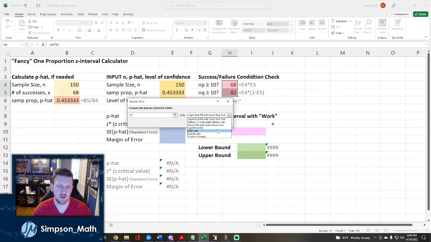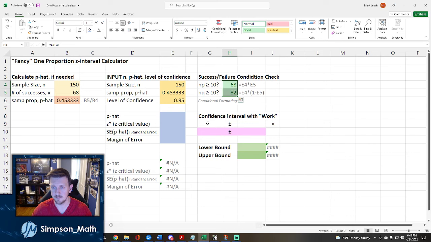If for some reason you want to see if you're colorblind and you need to see the difference between red and green, maybe do the fill with the green, fill with the red, and then the one that just maybe does a border with the green or something like that. You have some other options here. So I'm going to do the green fill with the dark green text and say OK.